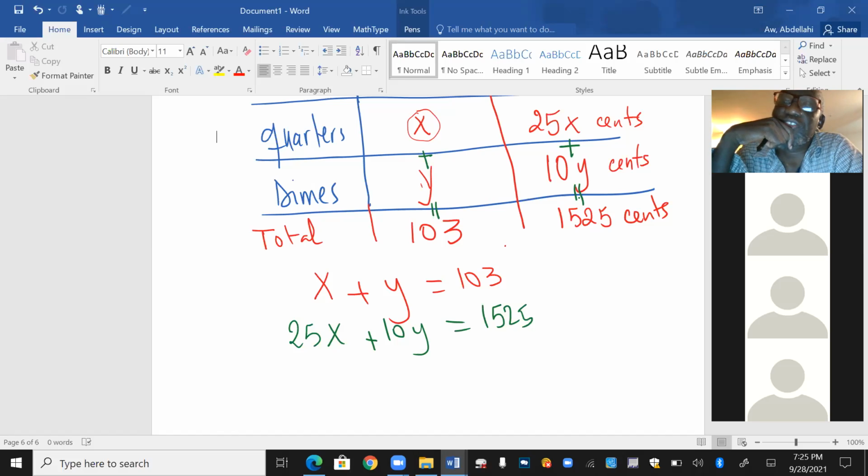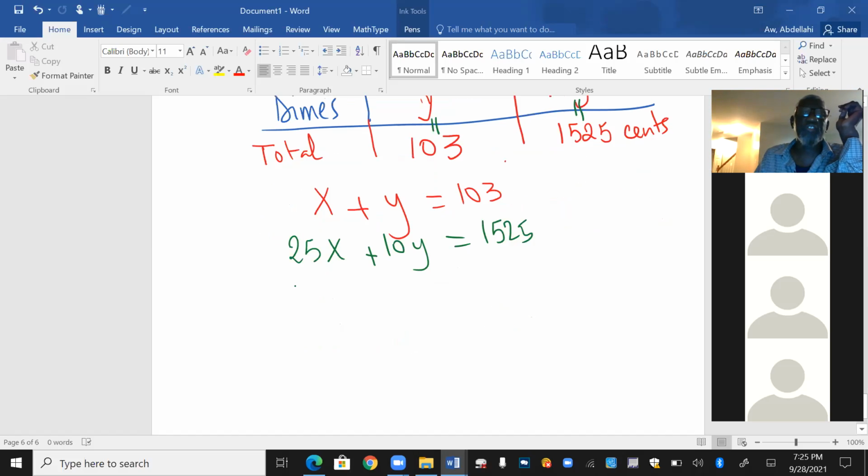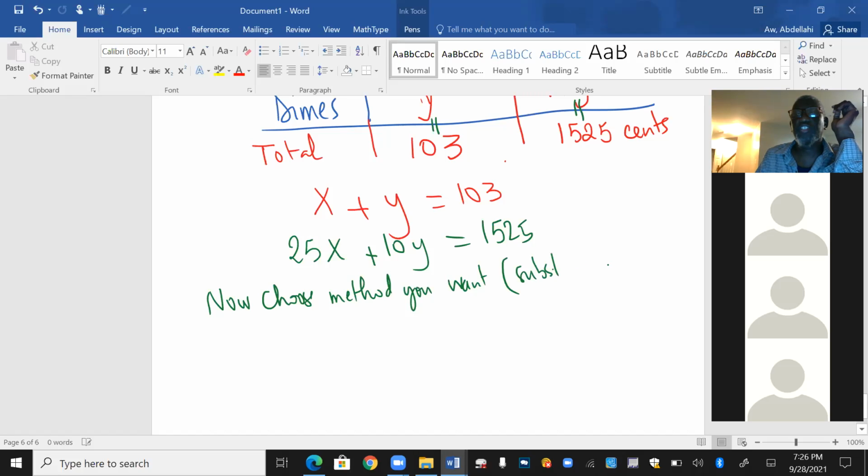Addition could go very, very fast. You have the choice, addition or substitution. So now choose the method you want to solve, meaning substitution or addition, to solve, right?